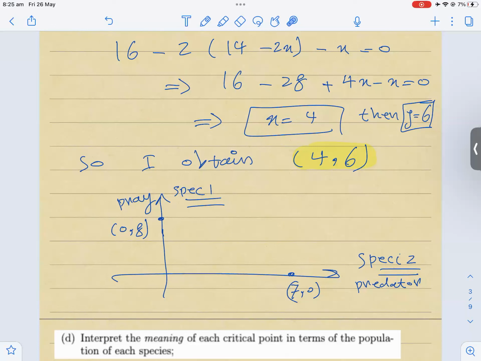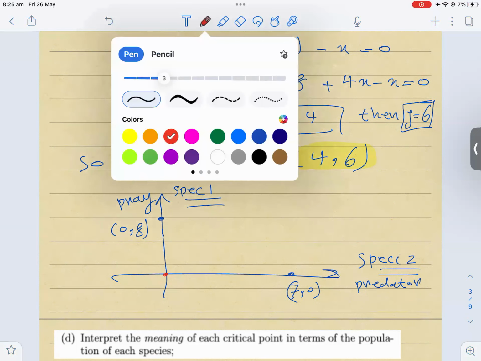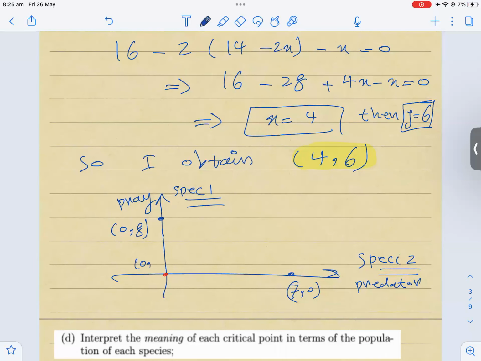All right. So I have 0, 8. I've got the 0, 0 here. And I have 4, 6. Yeah.